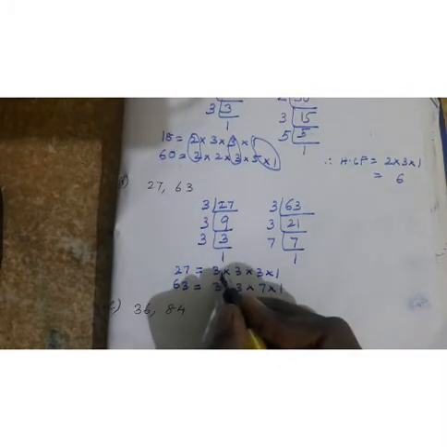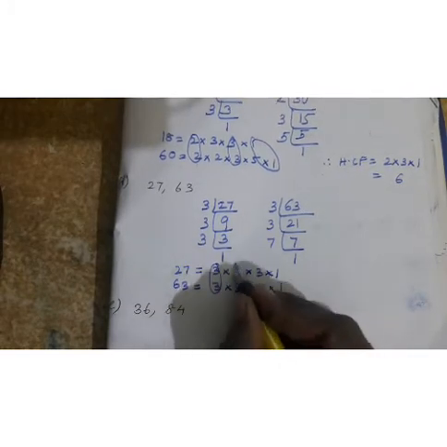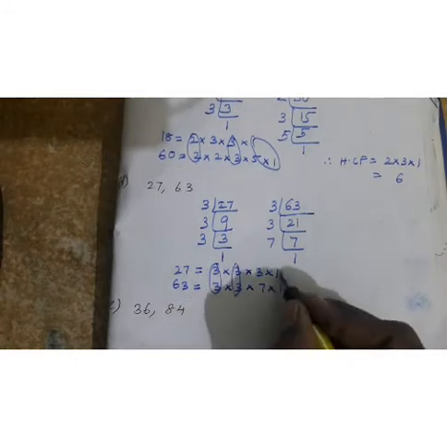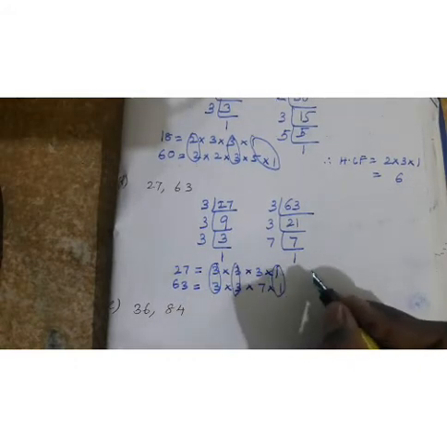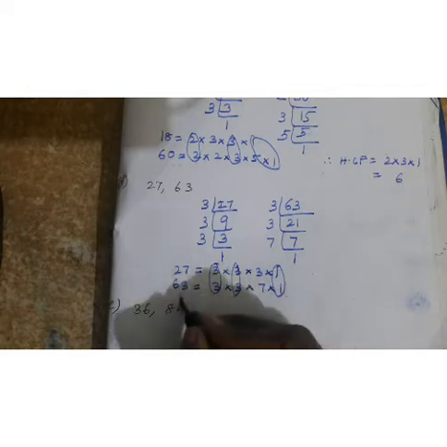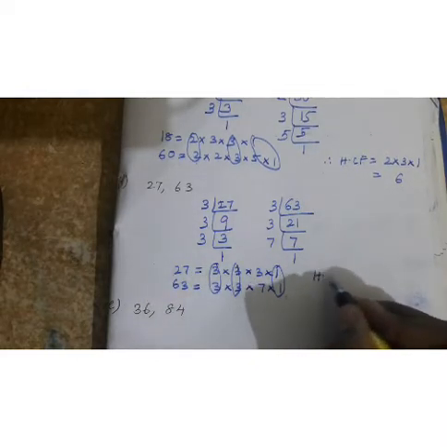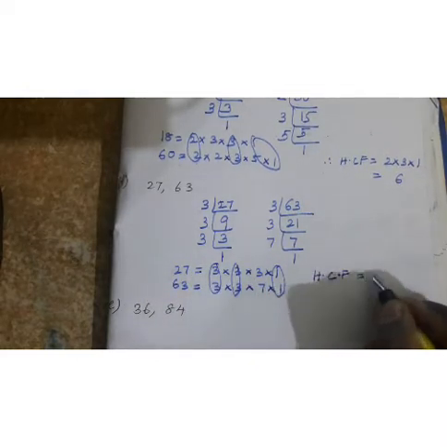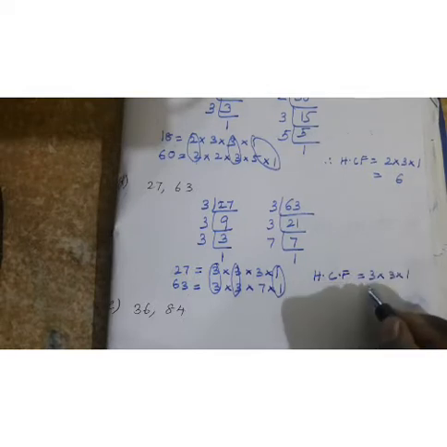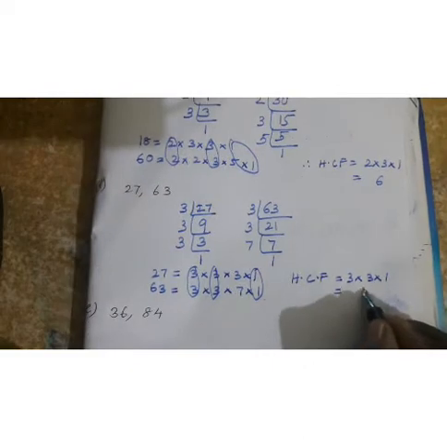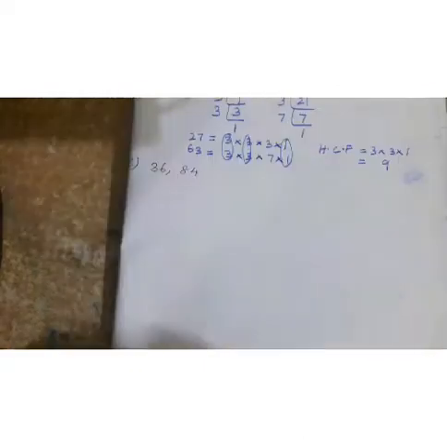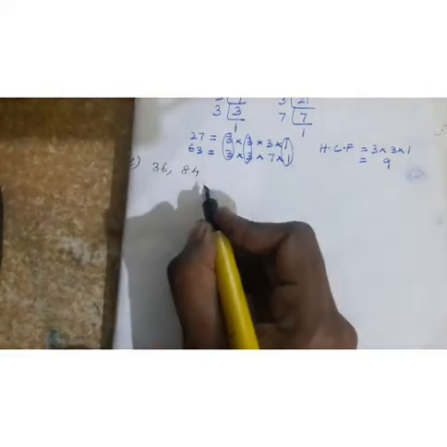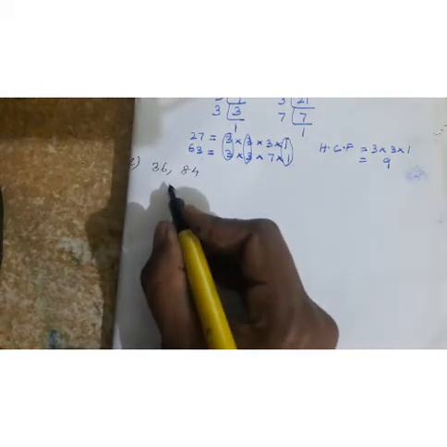Now circle the common factors of the given numbers. HCF equals the product of all common factors of 27 and 63. So HCF equals 3 into 3 into 1, which is 3 times 3 is 9, 9 times 1 is 9. E part: 36, 84. First find the prime factors of 36.